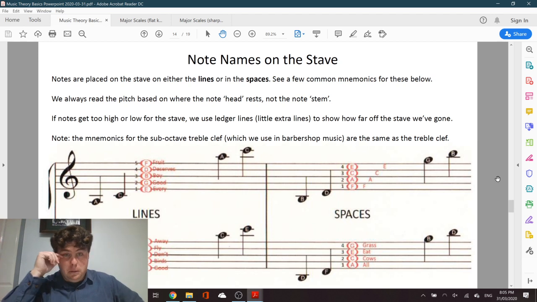Alright, just a note here. The mnemonics for the sub-octave treble clef, which we use in barbershop music, are the same as the treble clef. So this treble clef doesn't have a little 8, so it's not a sub-octave treble clef, which we'd use in barbershop, but it's still the same. Everything's been displaced by an octave, but that's still an F, that's still a D, and so on.